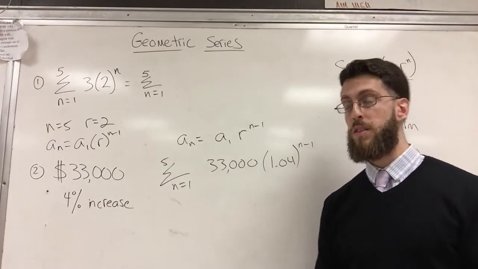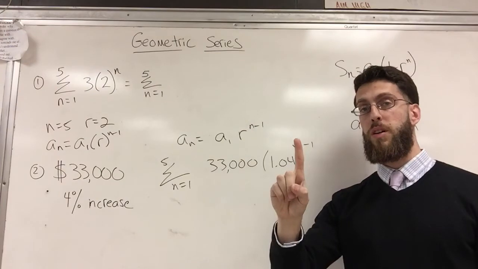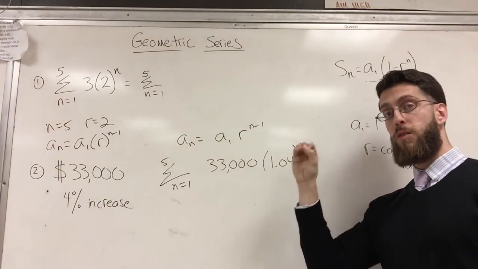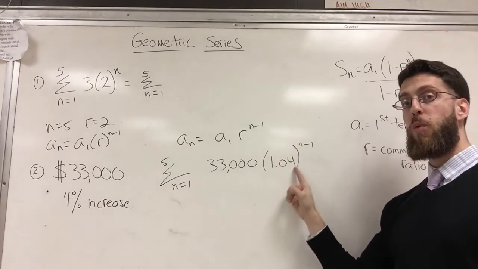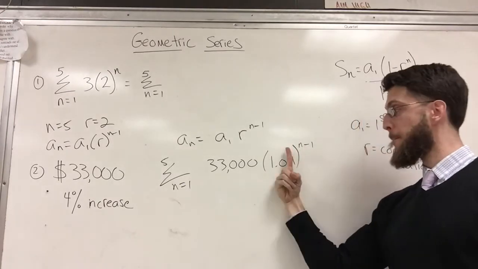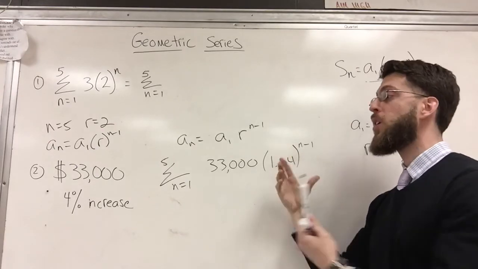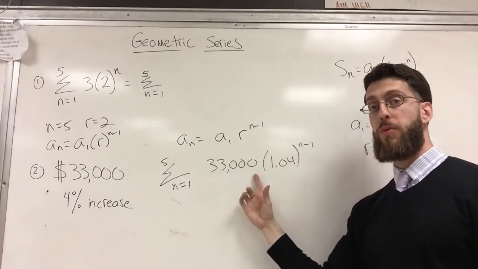Here's why it makes sense. The first year, n equals 1, right? I plug in 1 here, 1 minus 1 is 0. Anything to the 0 power is 1. Boom, this whole thing is 1. 33,000 times 1 is still 33,000. So it makes sense that my first term is 33,000.